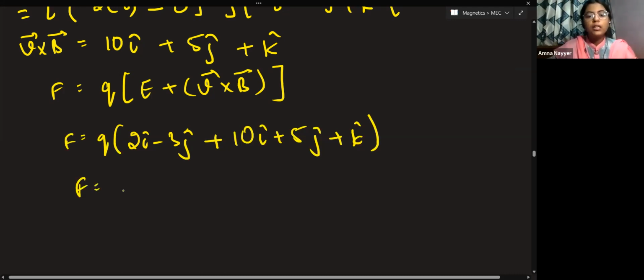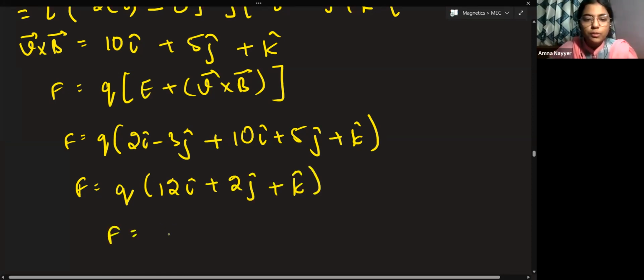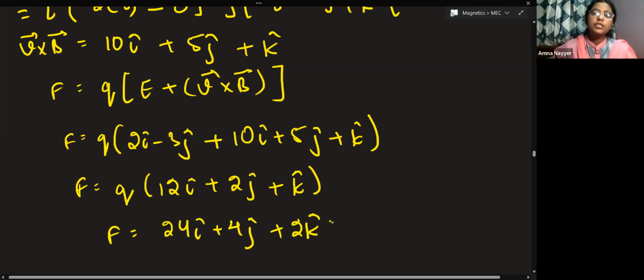So this becomes what? Q into 2I cap. So this becomes 12I cap minus 3j cap plus 5j cap plus 2j cap. K cap has nothing, so that becomes k cap. Charge is 2 coulombs given. So force becomes what? Force becomes 24I cap plus 4j cap plus 2 k cap. This much newtons will be your net force. And this force is known as Lorentz force. Fine. So just note it down.